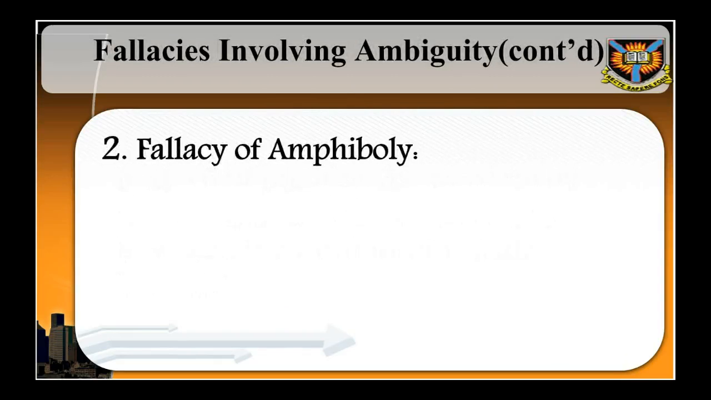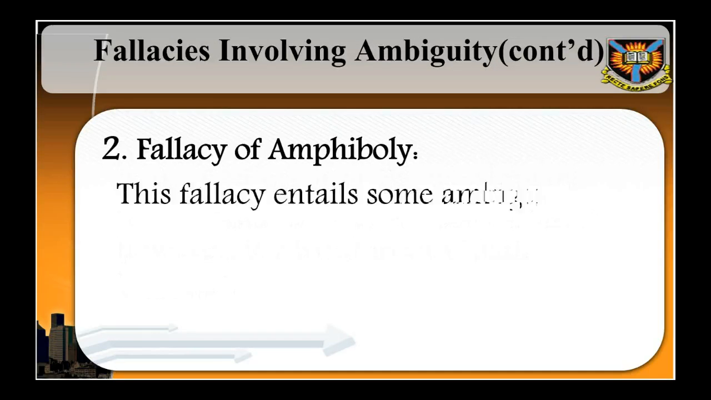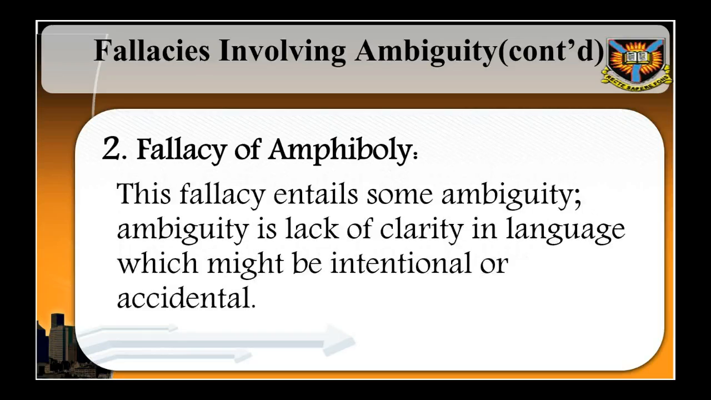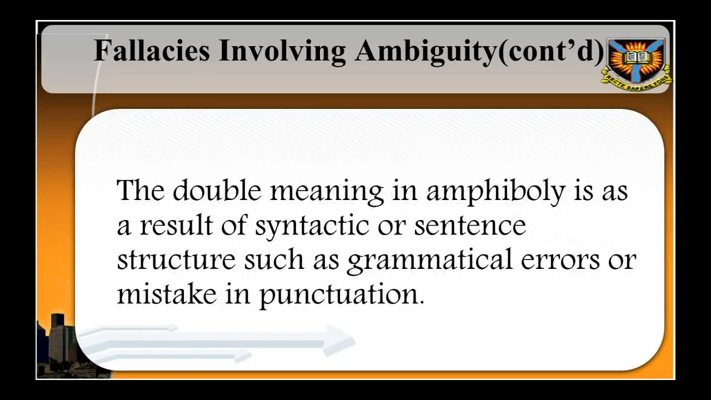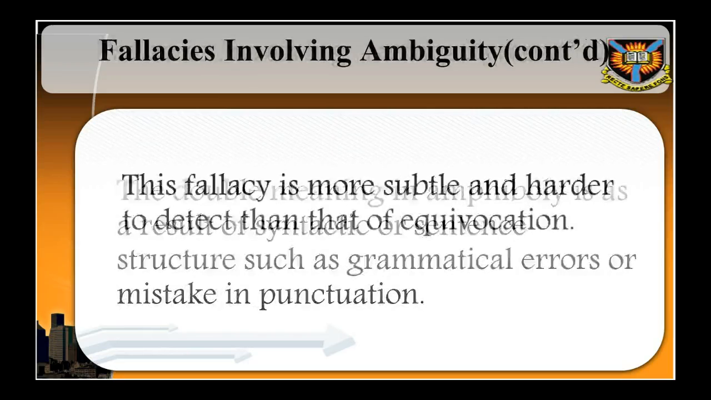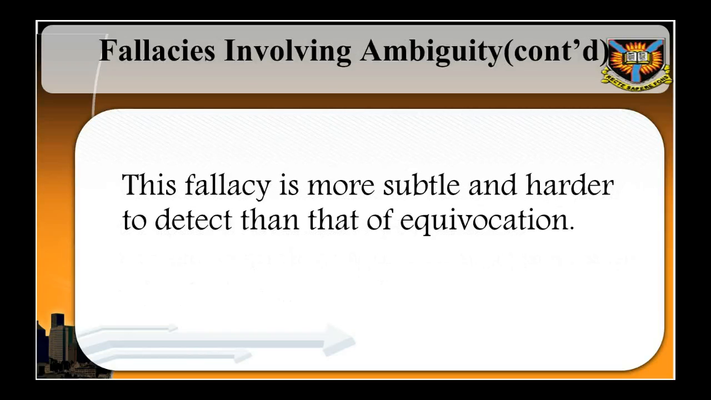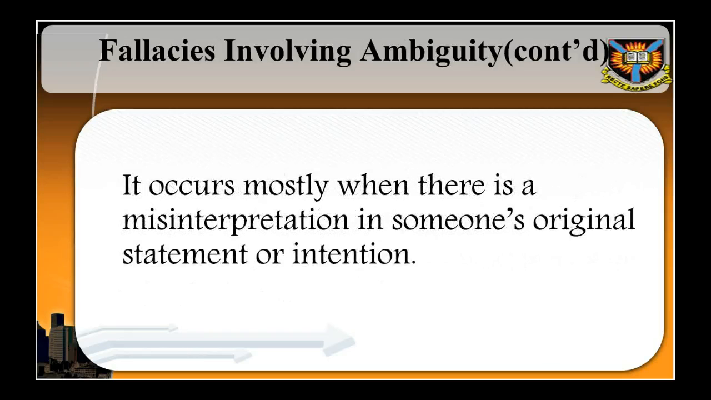Fallacy of amphiboly. This fallacy entails some ambiguity. Ambiguity is lack of clarity in language, which might be intentional or accidental. The double meaning of amphiboly is as a result of syntactic or sentence structure, such as grammatical errors or mistakes in punctuation. This fallacy is more subtle and harder to detect than that of equivocation. It occurs mostly when there is misinterpretation in someone's original statement or intention.